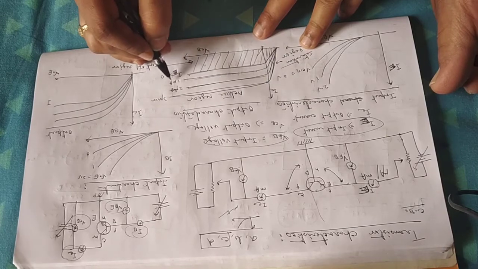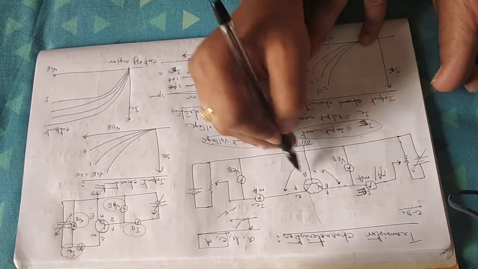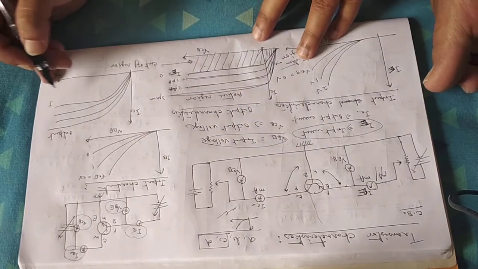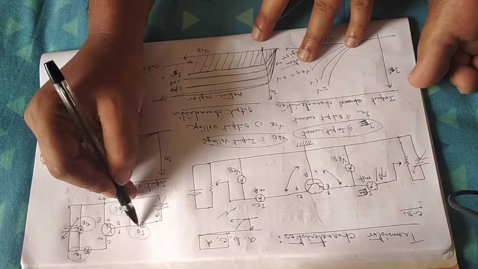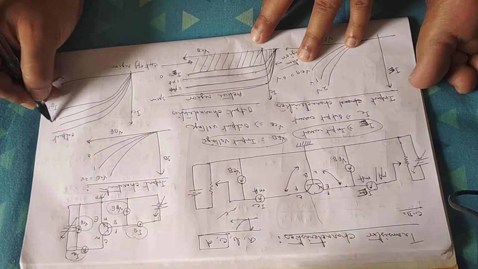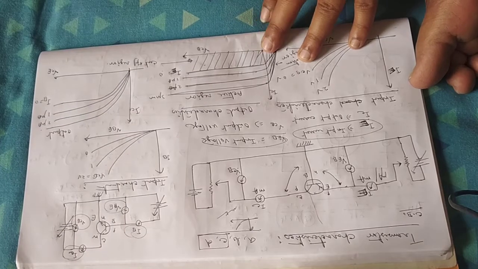IE equals to 0, 1, 2, 3, dot, dot, etc. This is emitter. The base is common. Emitter current IE. Okay. But now this will be base current. IB equals to 0, 1 micrometer, 2 micrometer, dot, dot, etc.